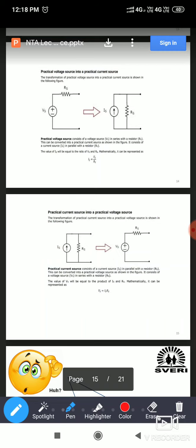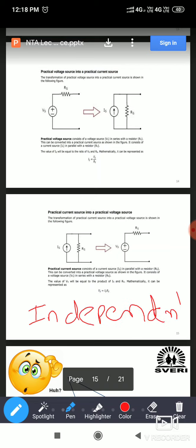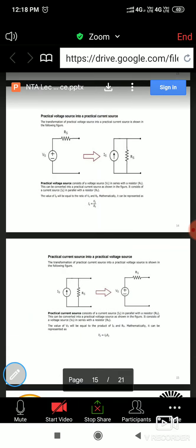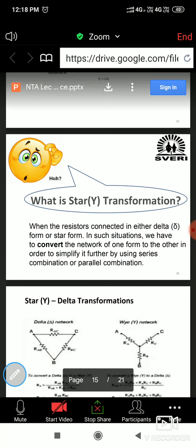And an important point, this we can do only with independent sources. Remember, this we can do only for an independent current source and an independent voltage source like a battery. Do you understand? So it is not applicable to dependent sources. Remember it. Okay, now the next point. So this is the source transformation.